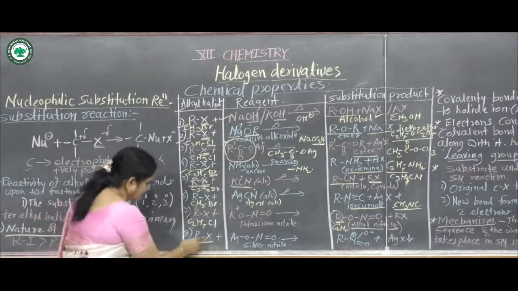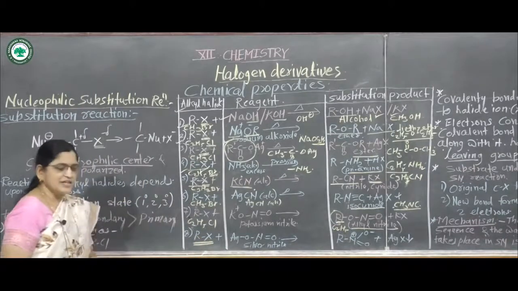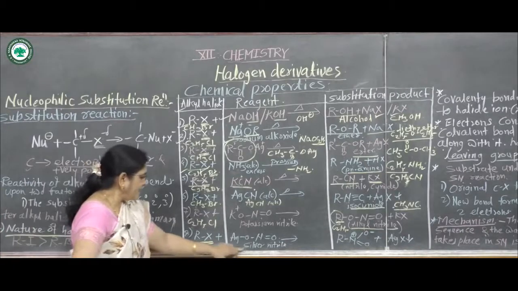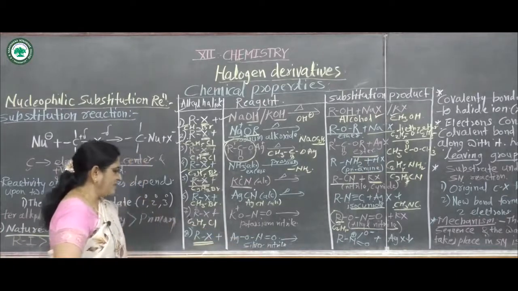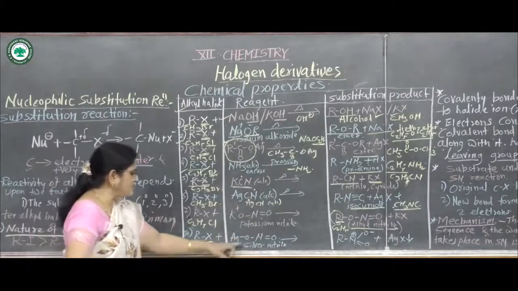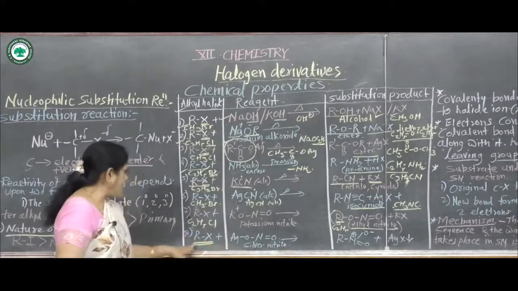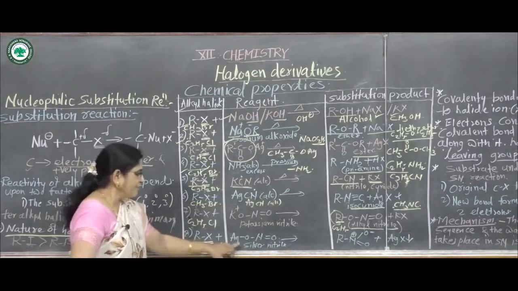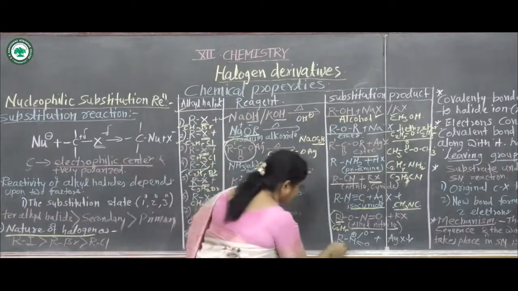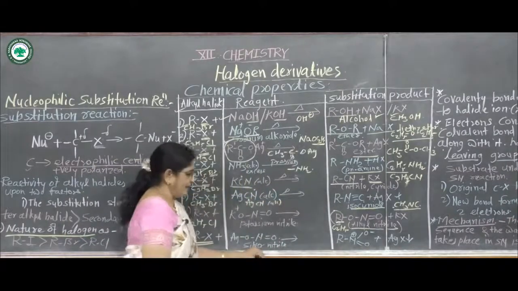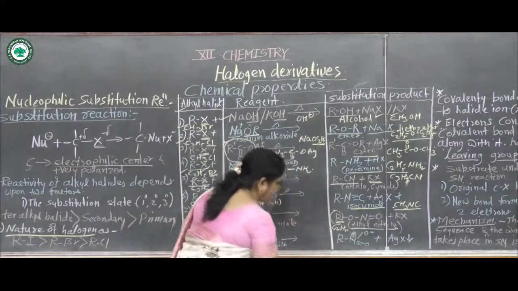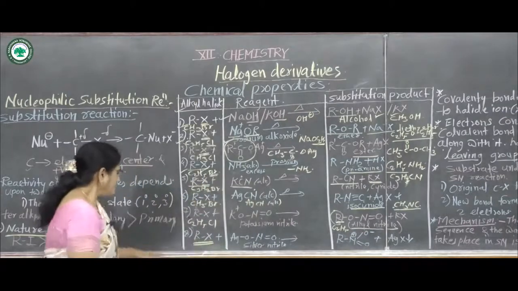Then the next one, that is RX. Again, RX means alkyl halides. If this alkyl halide reacts with silver nitrite, having formula AgNO2, then the compound it gives is nitroalkane. Which product forms here? Nitroalkane.